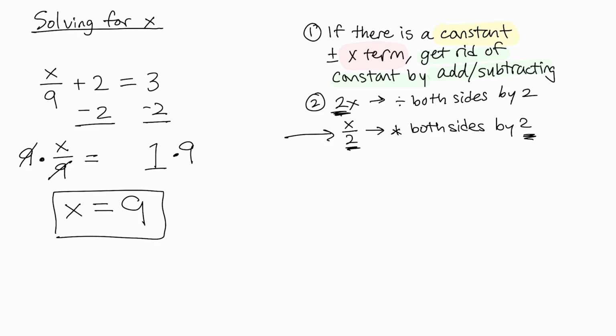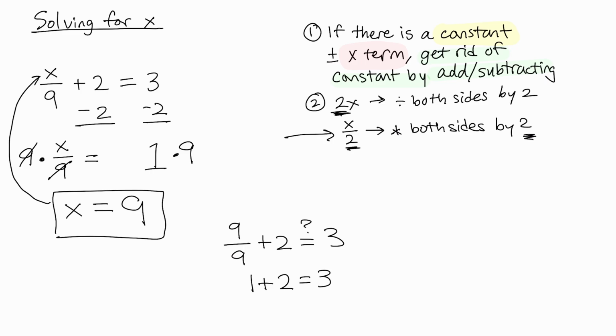Awesome. And just to check, we can plug it back into our original equation and see that 9 over 9 plus 2 might equal 3. And we see, yeah, because 9 over 9 equals 1, and 1 plus 2 does indeed equal 3.